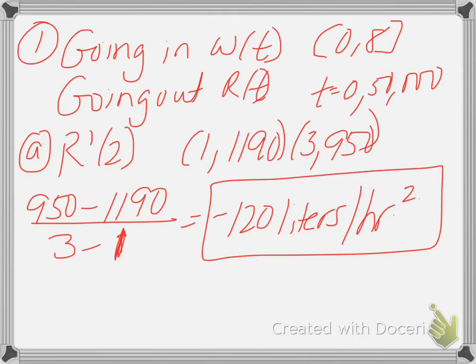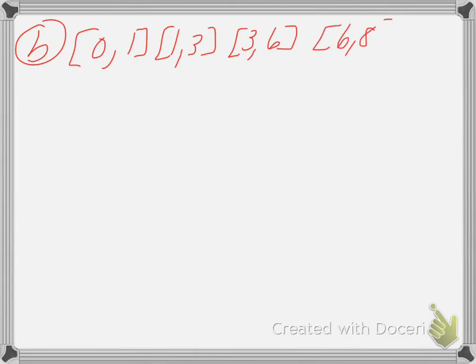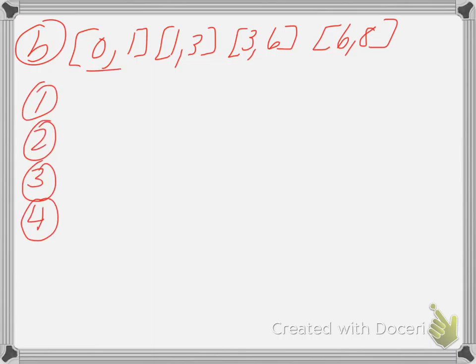Okay. Part B is saying to use a left Riemann sum with 4 subintervals. So we're going to use the intervals from 0 to 1, 1 to 3, 3 to 6, and 6 to 8. So we're going to use 4 of them. So I'll get the length for each one. From 0 to 1 it's 1, from 1 to 3 it's 2, from 3 to 6 it's 3, from 6 to 8 it's 2. So now I just need the height of each.